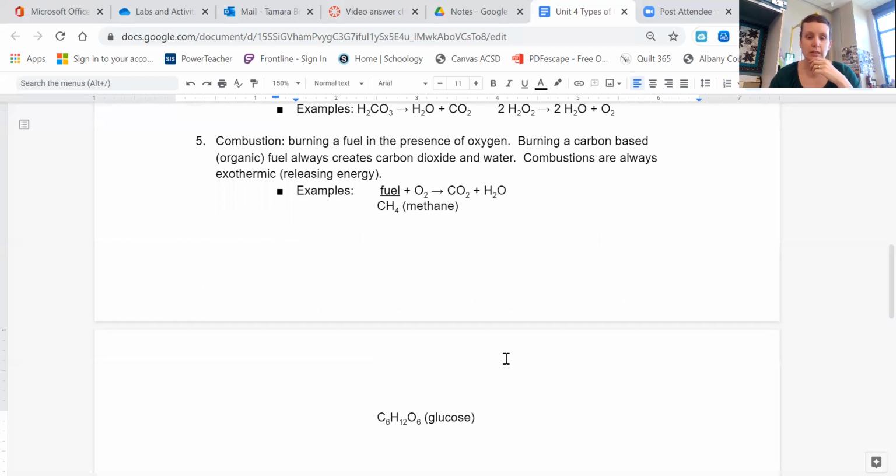Oh, I'm running out of space. Okay. This skipped to another page here, but hopefully you're still on the same page. We've got C8H18. The reason I chose that one is it's a main component of gasoline. It's octane. Okay. Another one that we're pretty familiar with is C3H8.